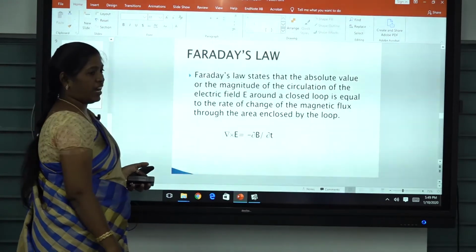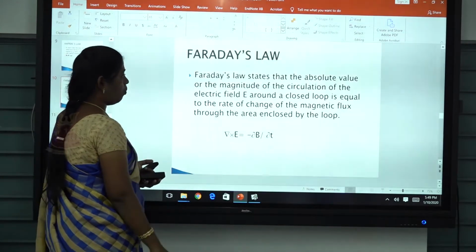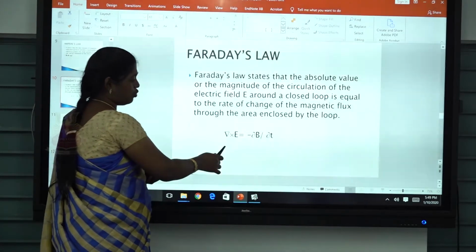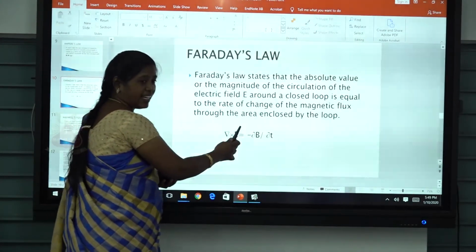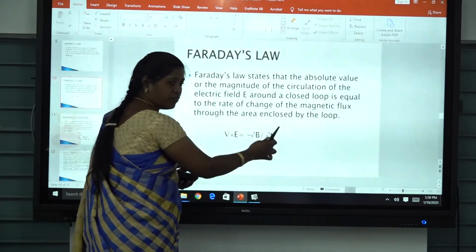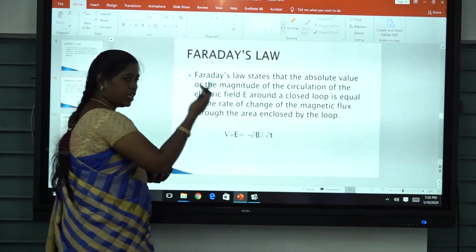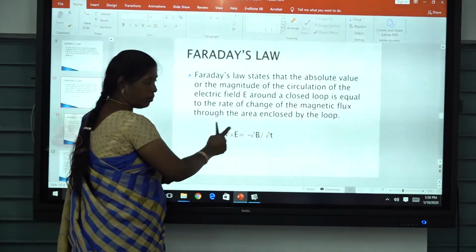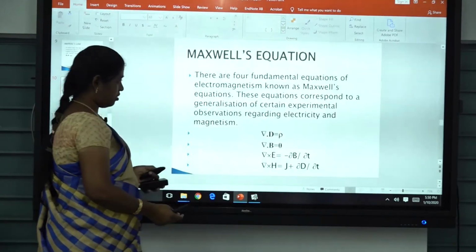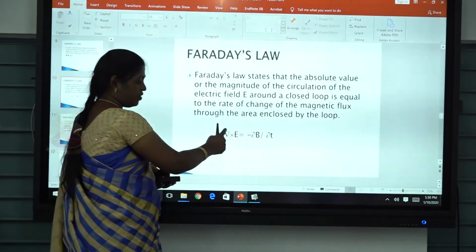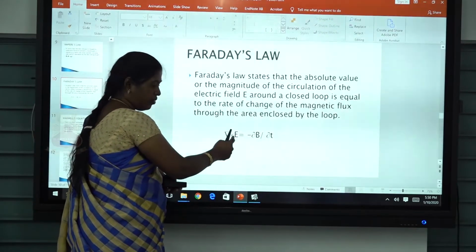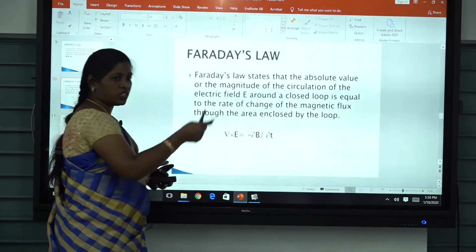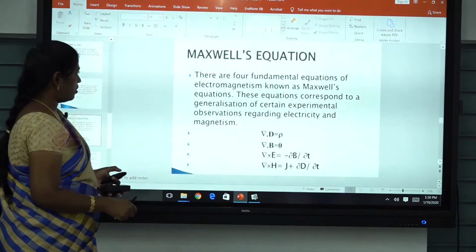Next one is Faraday's law. Faraday's law states that the magnitude of the circulation of the electric field is equal to the rate of change of the magnetic flux enclosed by the surface.